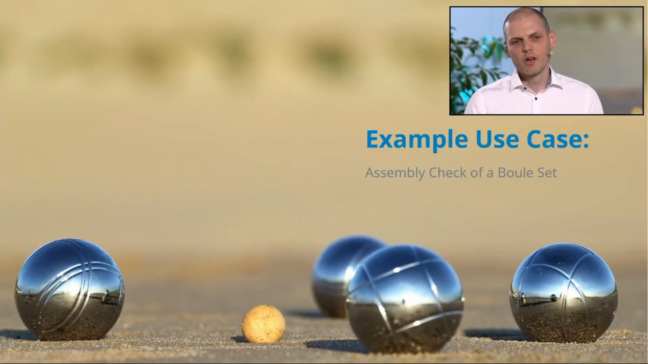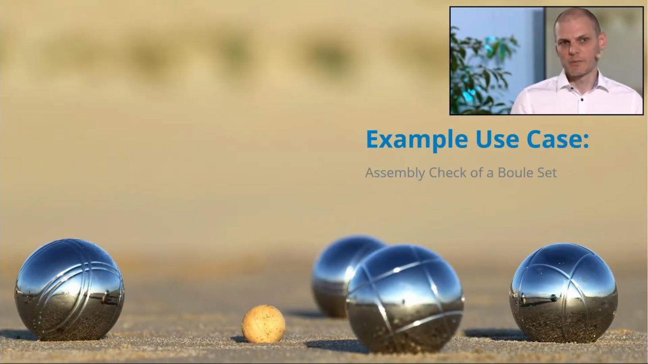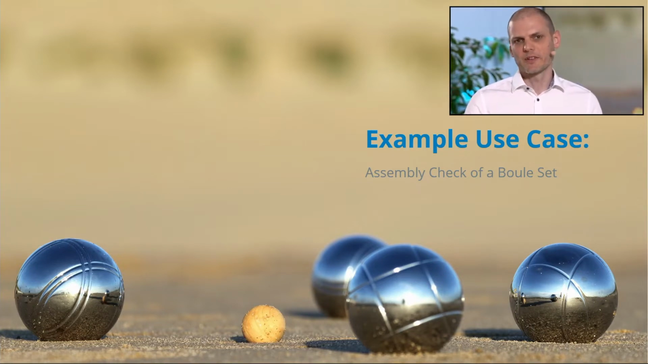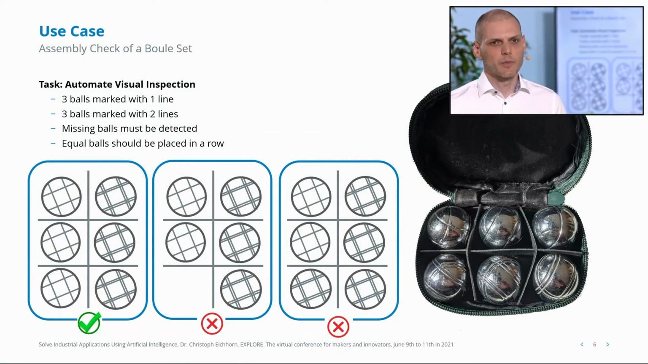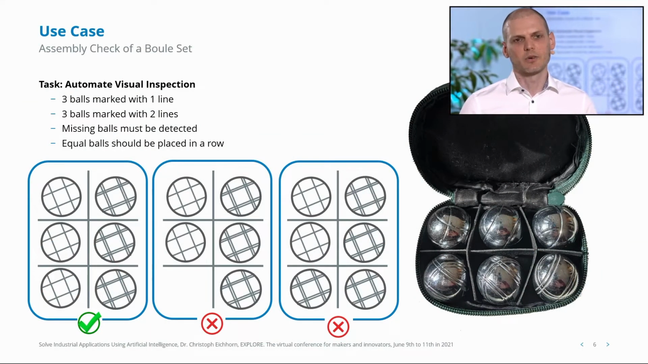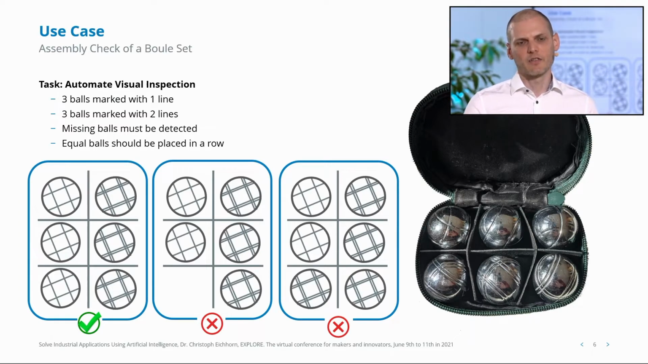And those of you who have already played this game know that sometimes you have to look twice in order to identify to which team a bool belongs. And this makes it a perfect use case to demonstrate the power of deep learning. So let's assume that we are a manufacturer of these bool sets and that we want to make sure that before we deliver such a set to a customer that it contains exactly the right amount of bools. So we want to have 3 balls with a single line marcation, 3 balls with a double line, and of course no bool should be missing.